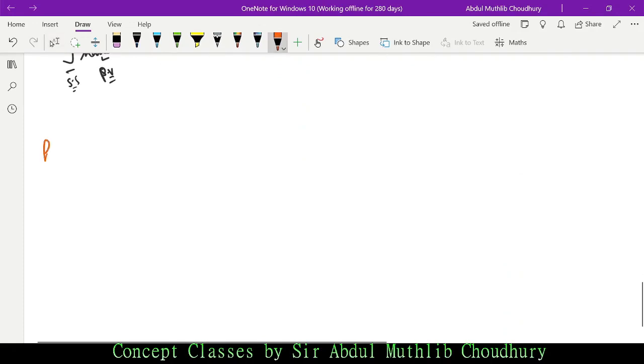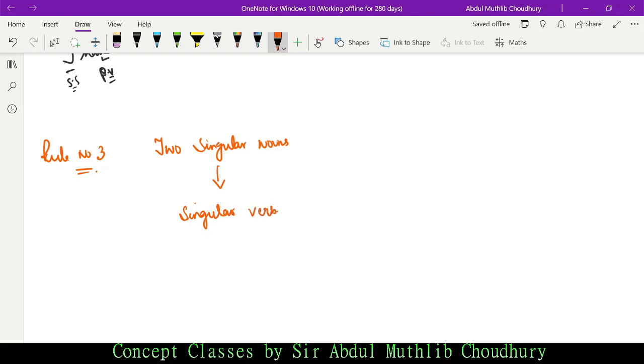Okay, now going to the next rule, which is rule number 3. It talks about two singular nouns, right, will have singular verb. Okay, kindly note this S, it's a plural. Okay, two singular nouns will have singular verb.